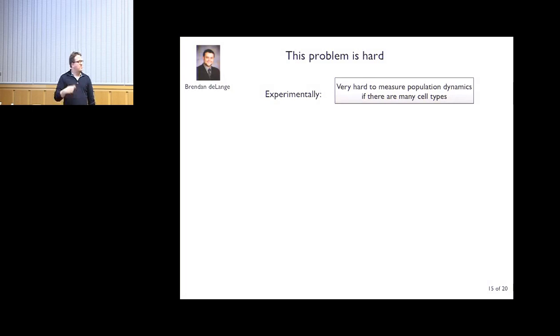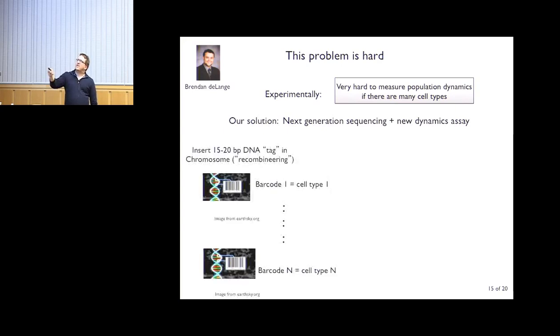Sure, we can use fluorescence if there's a few cell types. What happens if there's 5 or 10? Now it gets hard. So basically what we're doing is we developed an assay that involves next generation sequencing and this dynamics assay. The idea is we put in each cell type a short 10 to 20 nucleotide segment of DNA that we're going to call a barcode. So this is something that labels that cell type.